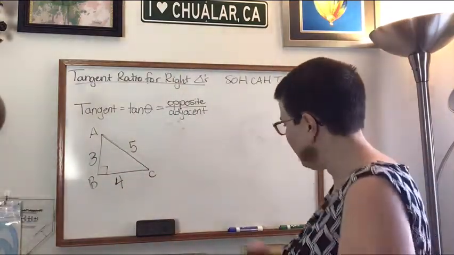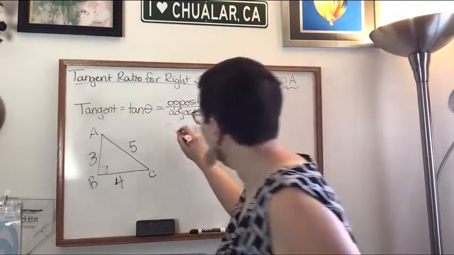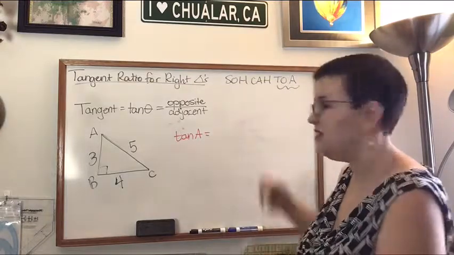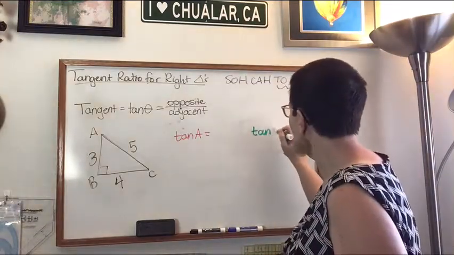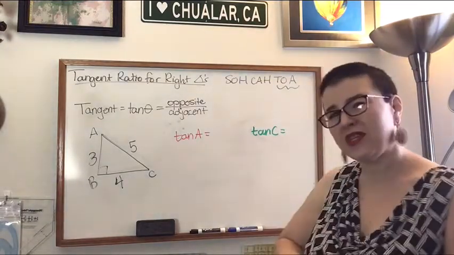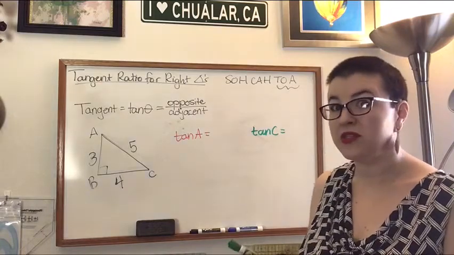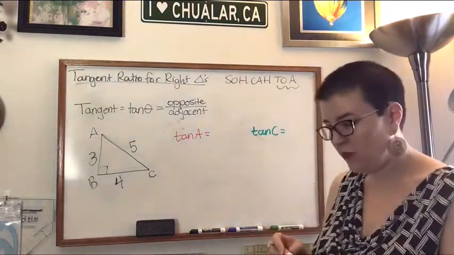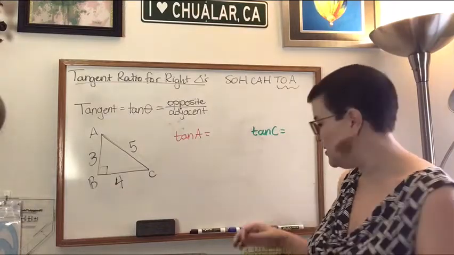All right, let's go ahead and let's find tangent of angle A. And then we'll go ahead and we'll find tangent of angle C. And what you're going to see is, even though I'm using different side relationships, I'm using opposite over adjacent, which we haven't used before, we're still going to follow the same steps for setting this up.